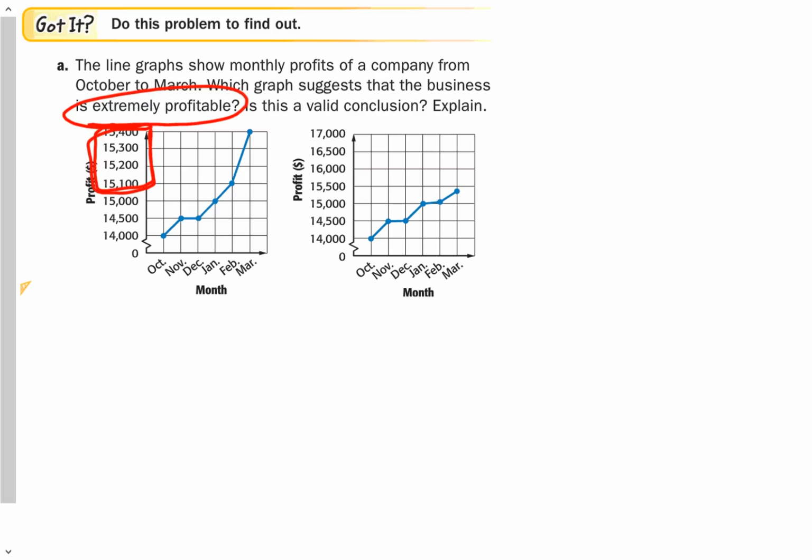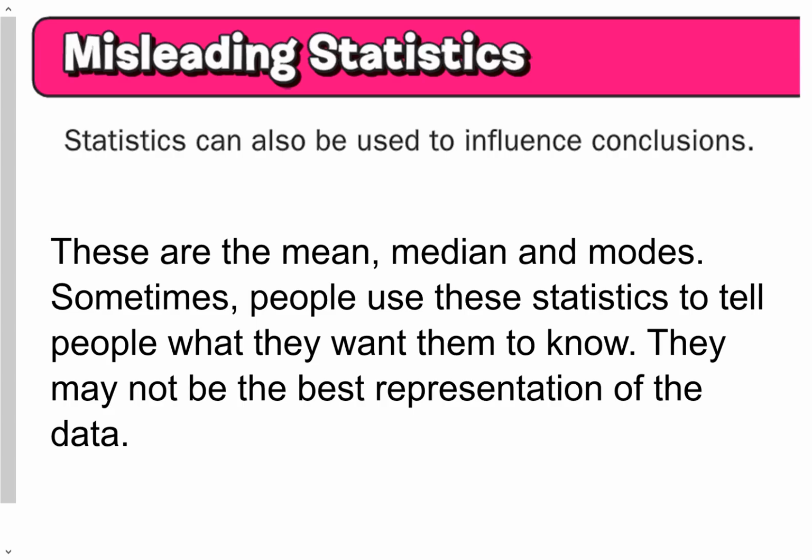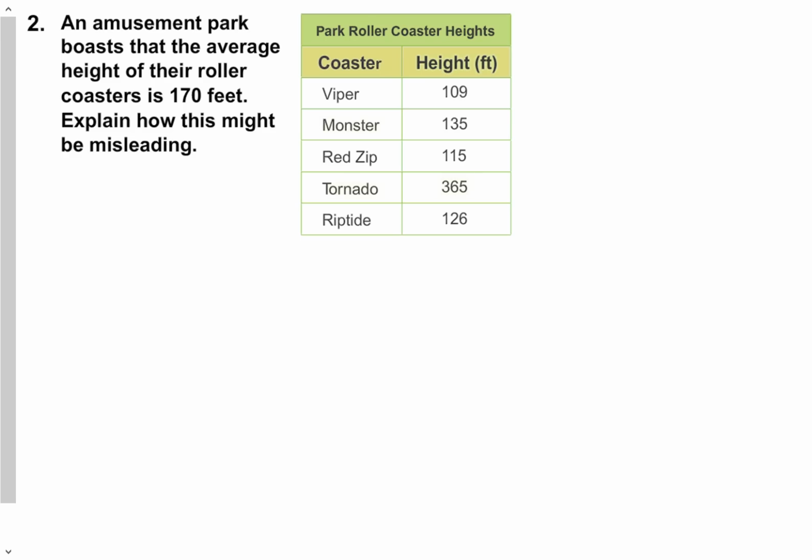But again, some people do this so that they can have people see what they want them to see. Misleading statistics. Statistics can be used to influence conclusions. So these are basically the mean, the median, and the modes. Sometimes people use these statistics to tell people what they want them to know. They may not be the best representation of the data. So here's example number 2.